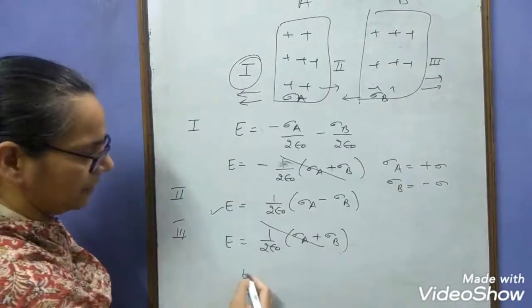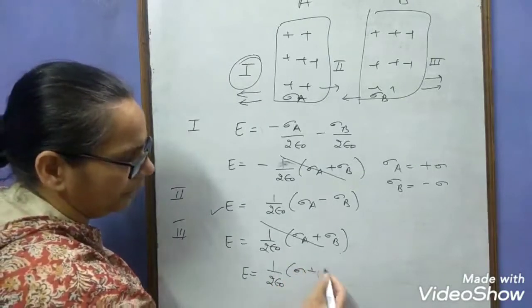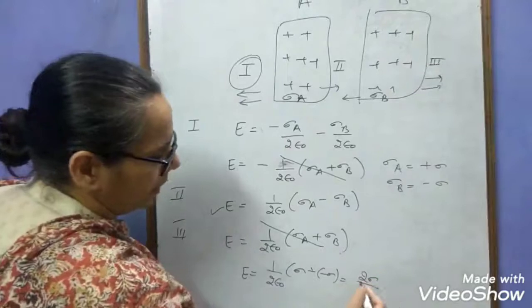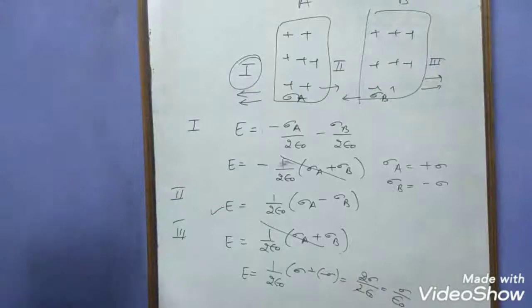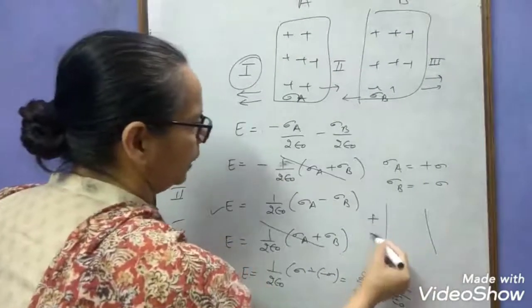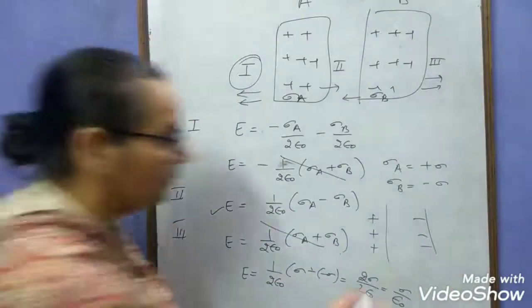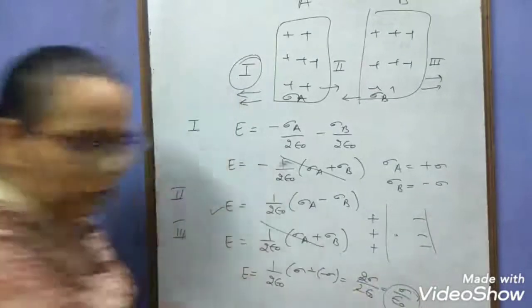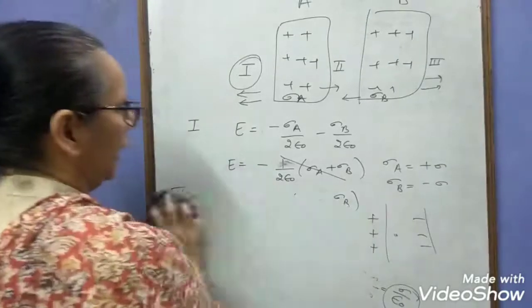The only field that exists is between the two plates, and it becomes sigma minus (minus sigma), that is 2 sigma upon 2 epsilon naught, that is sigma upon epsilon naught. Means if we have two sheets with equal and opposite charge density, then the electric field exists only in between the plates, and that is equal to sigma upon epsilon naught. And this can be done for conducting plates also, by taking their electric fields and the value of them. Okay.